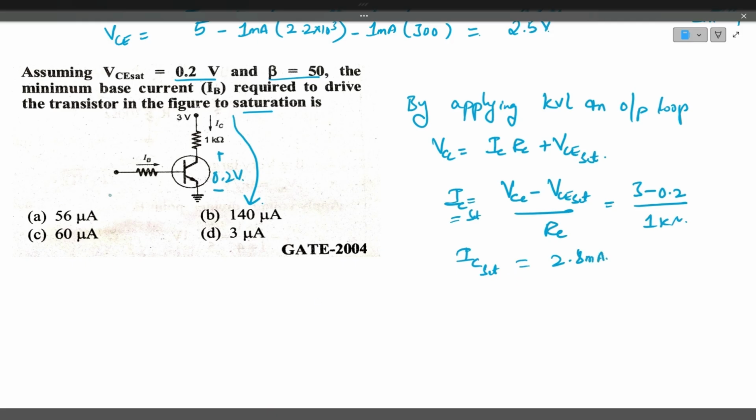Now he's asking us to find out the base current. Base current is nothing but IC divided by beta. So now the base saturation current is nothing but the IC saturation current divided by beta. This is 2.8 milliamps divided by 50. So this results in 56 microamperes. So now the answer is option A.